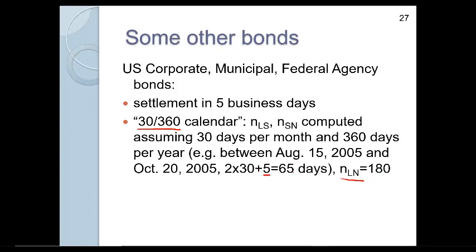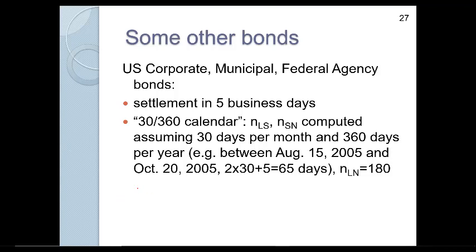Now note, some people are going to say, oh yeah, but August has 31 days. In this case, we don't care. Why? Well, because this convention tells us that all months are going to be assumed to have 30 days. February is going to have 30 days. January is going to have 30 days. All months are going to have 30 days in this convention.